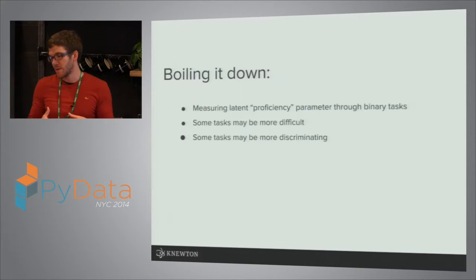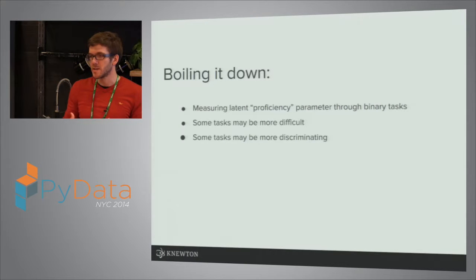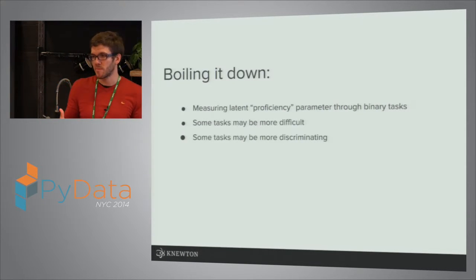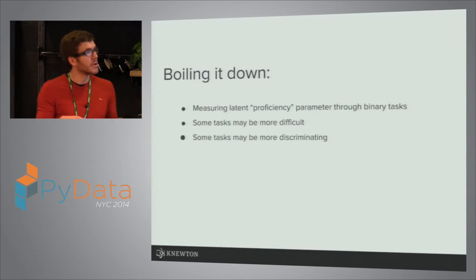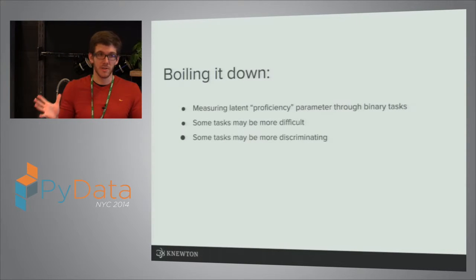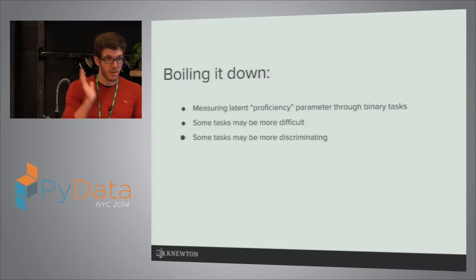Boiling it down, what we're trying to do today is measure some sort of latent proficiency parameter, some sort of ability, some sort of skill that students have. And we're going to do it through binary tasks. They get to answer a question and we get to declare them correct or incorrect. That's all we're going to get to do. And this is the very traditional setting of psychometrics. You're talking your ETS, your SAT, your ACT, all those sorts of things.